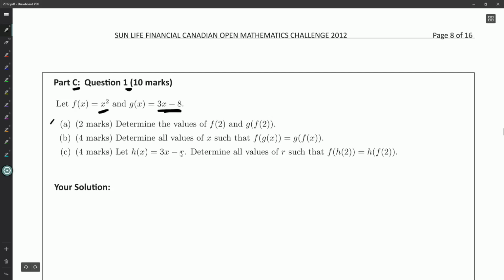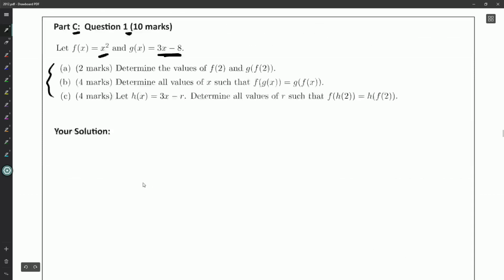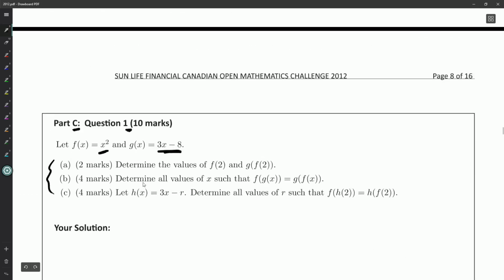Okay, so we've got three parts to this question. Remember, we do need to show our work. That's why they have given us so much space. But of course, I'll be writing in my little notepad as usual. But we want to justify everything. We want to explain everything.